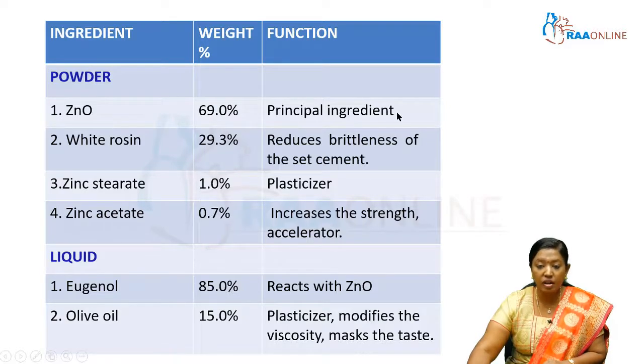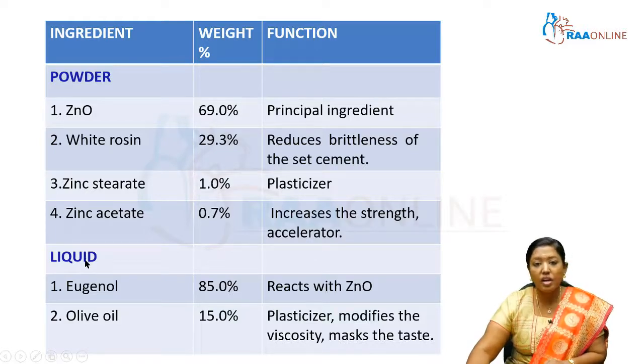It is the principal ingredient, the main ingredient. The other components of the powder is white rosin, which is around 29.3%. The function is to reduce the brittleness of the set cement. Then the third content is zinc stearate, which is around 1%. It acts as a plasticizer. The fourth one is zinc acetate, which is around 0.7%, which increases the strength and is also used as an accelerator for the setting reaction.